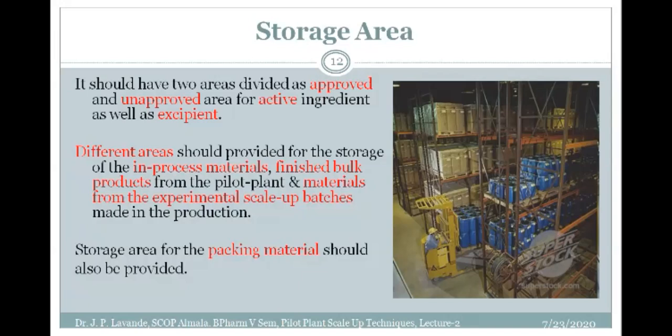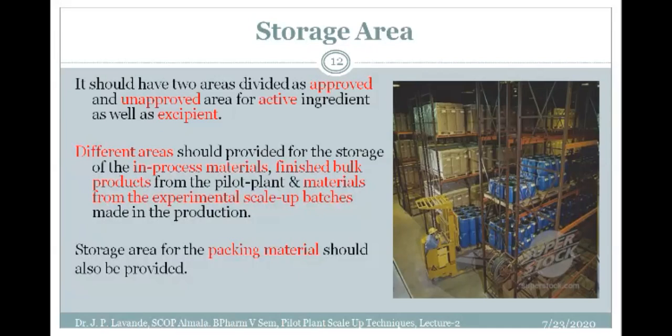Approved, it is the area where the samples which are approved, or which have been given approval by the quality control and the quality assurance department. Unapproved, the inventories that are to be placed in case of the unapproved. So upon subjecting it to QC approval only, the product will be released for its use.